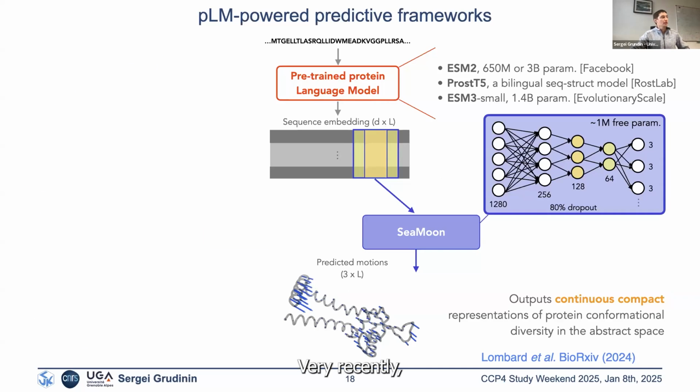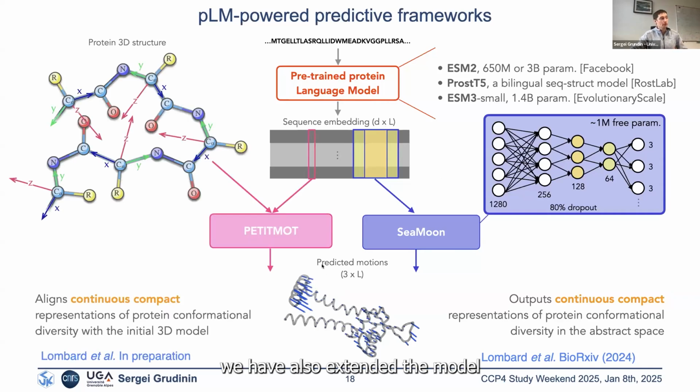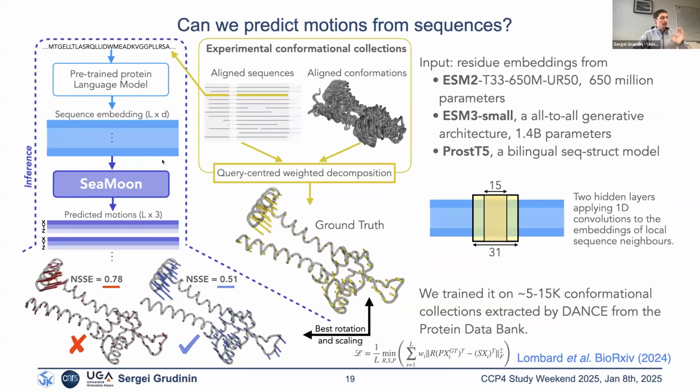Later on, very recently, we have also extended the model and use the three-dimensional structure as an additional input. So I will also show some results of this one. So what do we predict? We predict conformational heterogeneity expressed as linear motions applied to each of the residues as a ground truth, extracted from the DANCE method, which I presented before.